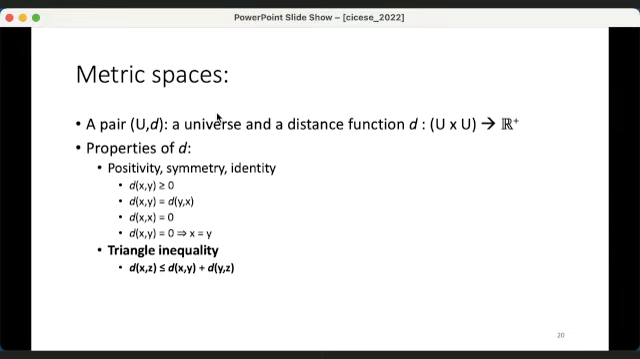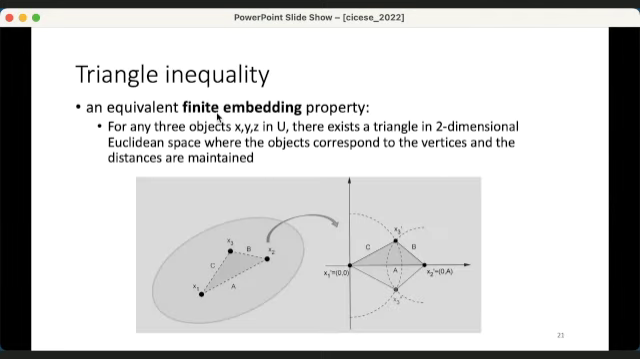Triangle inequality: for any three objects in a space, there are three distances, and the longest distance is less than the sum of the two shorter distances. That's how the metric properties are usually stated. I'm saying that only because what I want to introduce is the notion of a finite embedding. So here's an equivalent property.